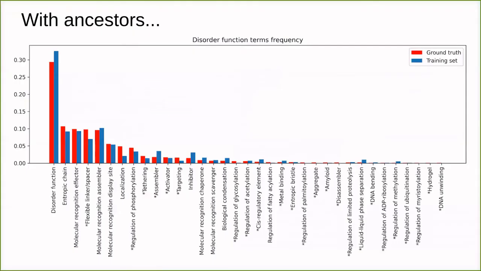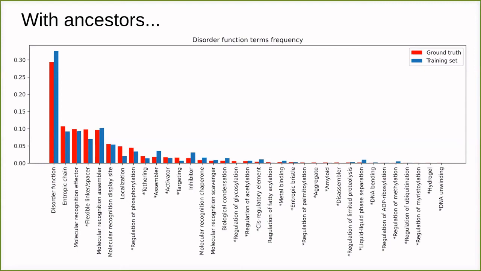This is the distribution when you add ancestors. So in the disorder ontology, you can do the same as with gene ontology. You can propagate an annotation up to the root. And see again that if you count the number of entropic chain and flexible linker spacer, they account for about 1/3 of total terms. Whereas molecular recognition effector, assembler, and display site account for the other 2/3 of the terms.